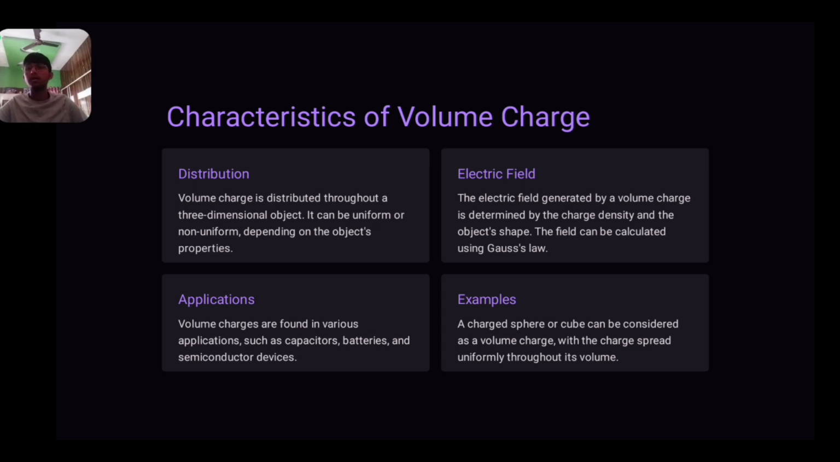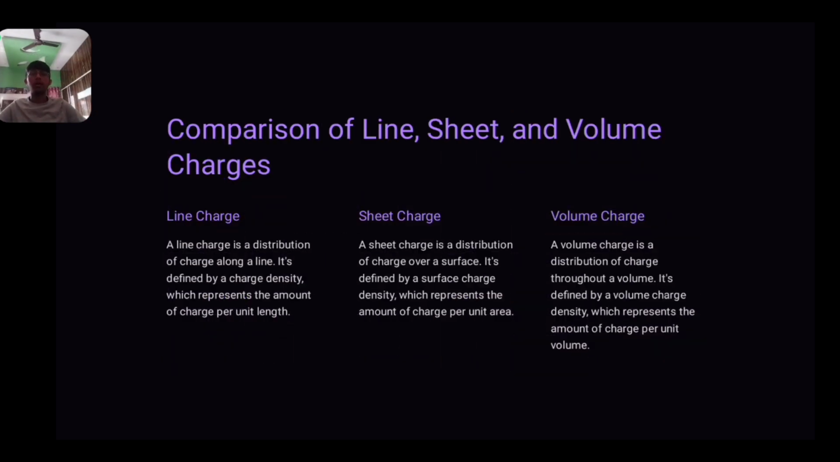Then let us discuss the comparison between line charges, sheet charges and volume charges. Line charge: a line charge is a distribution of charge along a line. It's defined by a linear charge density which represents the amount of charge per unit length. Sheet charge: a sheet charge is a distribution of charge over a surface. It's defined by a surface charge density which represents the amount of charge per unit area. Volume charge: a volume charge is a distribution of charge throughout a volume. It's defined by a volume charge density which represents the amount of charge per unit volume.